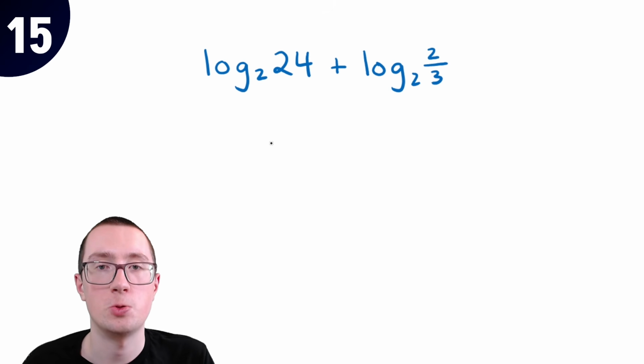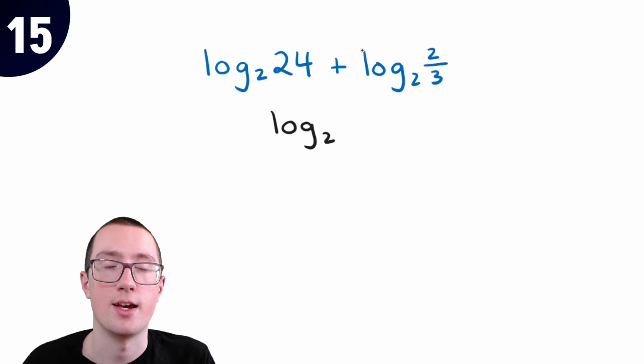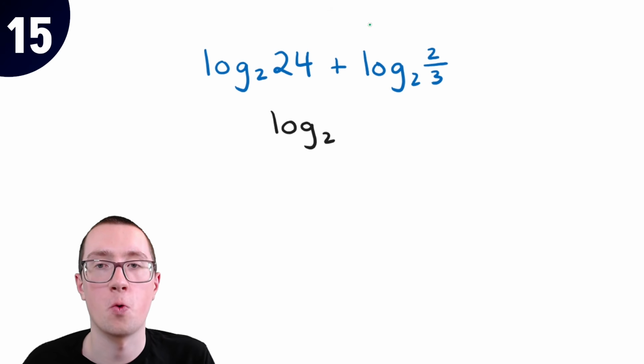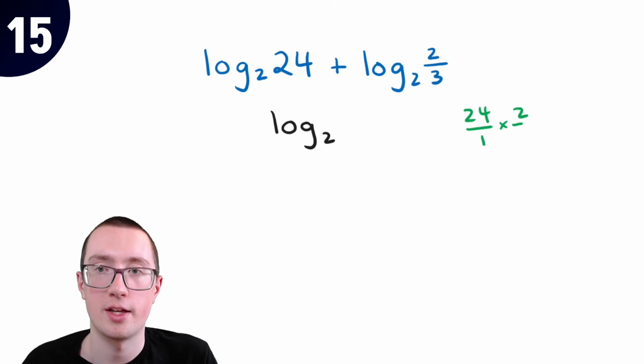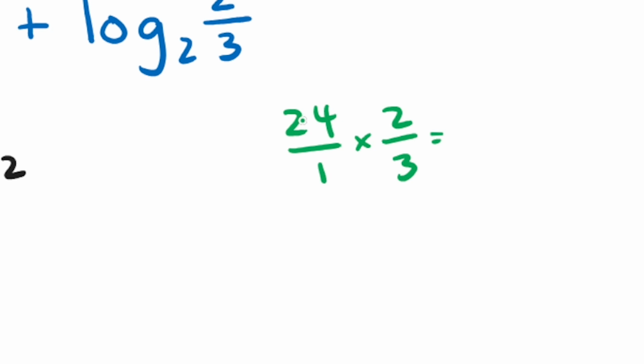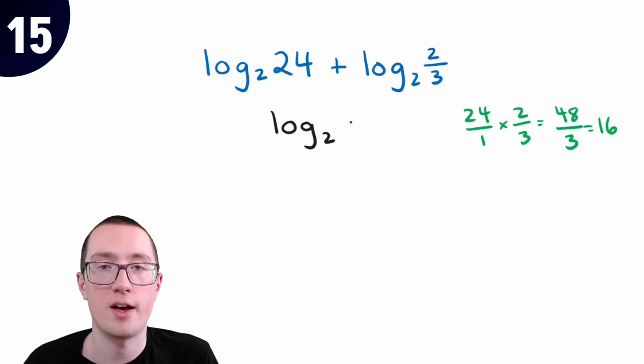By combining these two logs, we're just going to get one log with a base of 2. And the inside is going to be 24 times 2/3. Well, 24 is the same thing as 24 over 1. And if we multiply these two fractions together, 24 times 2 is 48 over 1 times 3, which is 3. And 48 divided by 3 is 16. So these two logs are going to combine to become log base 2 of 16.